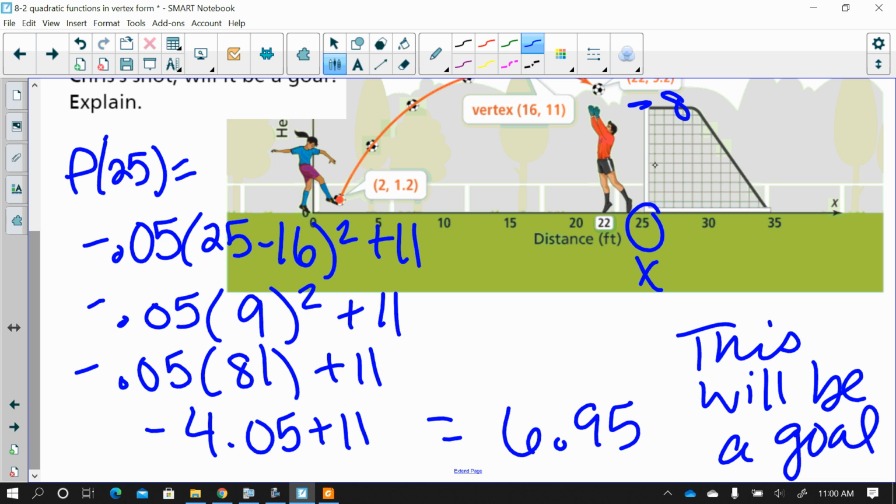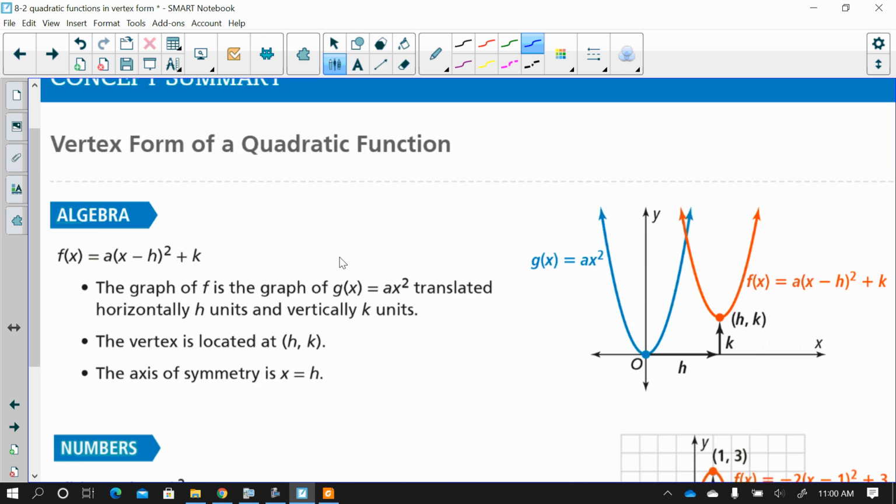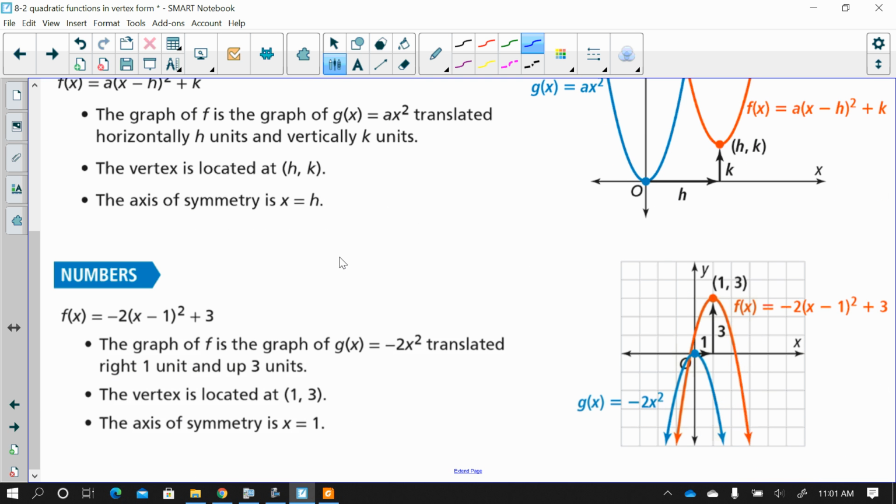Okay, 6.95 feet would be right about here. Okay, so the ball's going to hit right here, and Chris makes the goal. Okay, so that's vertex form. Okay, it's very useful. Biggest things to know is h, k is your vertex.